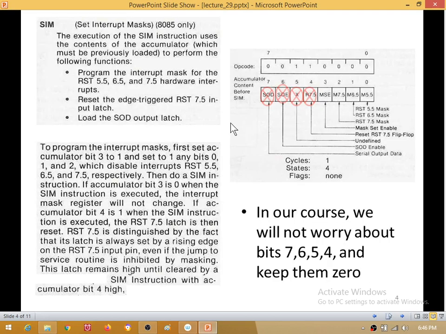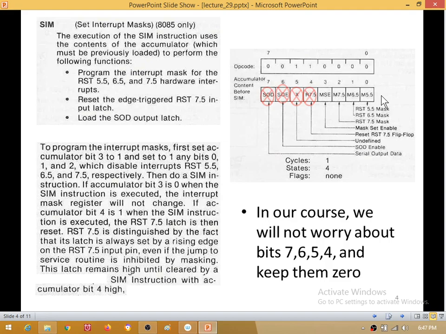Now here in this slide, what we are looking at is the SIM instruction, meaning set interrupt mask kind of an instruction. In this instruction, what you have to first do is load the contents of your accumulator with a particular set of zeros and ones. Now what will you load as the content of the accumulator? So let's look at it from this diagram.